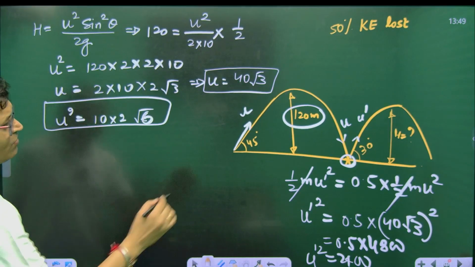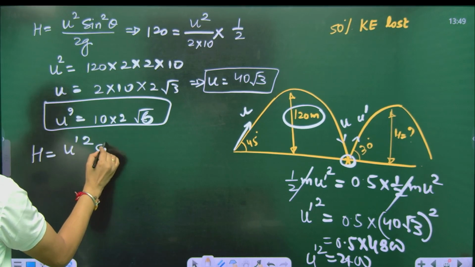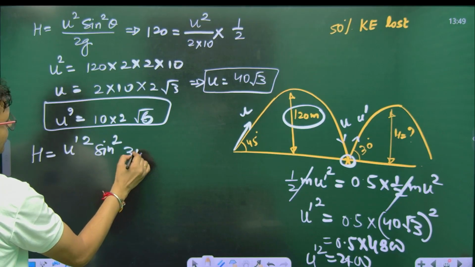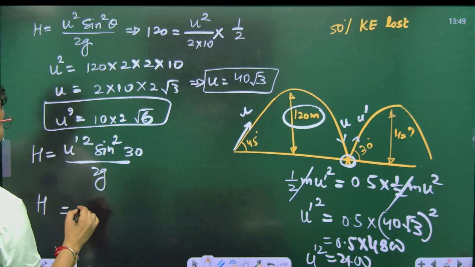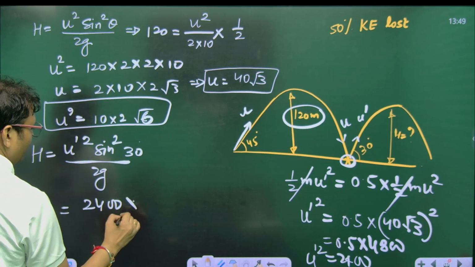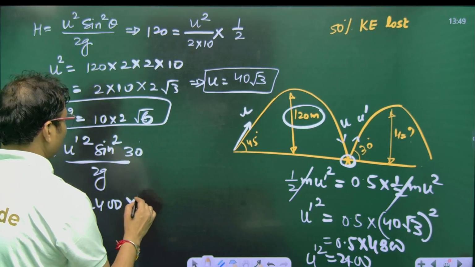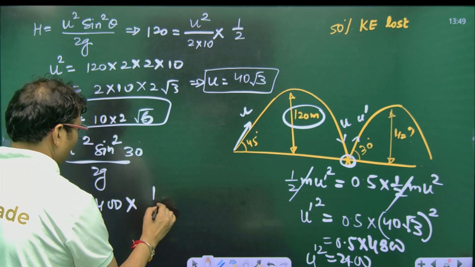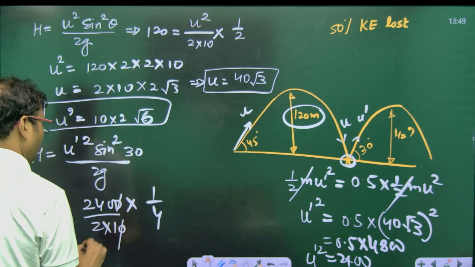Now the height will be equal to u dash square sine square 30 degrees by 2g. So the height attained will be equal to u dash square, we could have taken 2400, into sine square theta. Sine 30 is 1 by 2, so sine square will become 1 by 4, upon 2 into 10. And the 10 gets cancelled out.